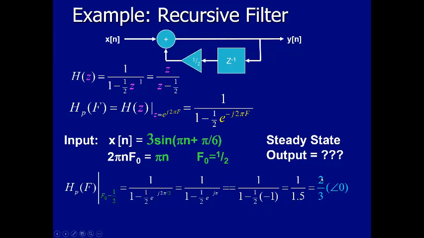Evaluating this, we get 2/3, a real value, and it's positive, so its angle in the context of a complex variable is 0. And so our steady state response would be the original 3 sine of pi n plus pi over 6, scaled by 2/3 and shifted by no additional phase. And that would be our steady state response.